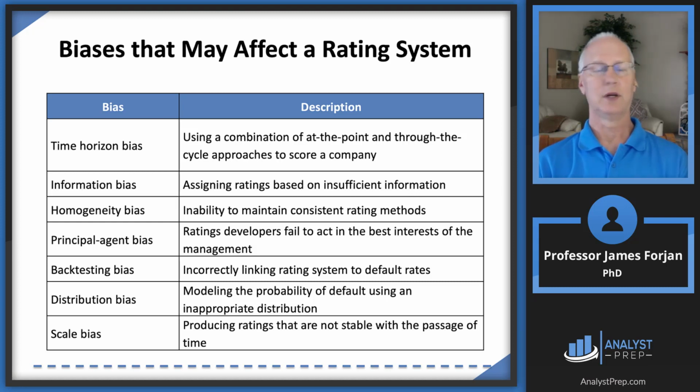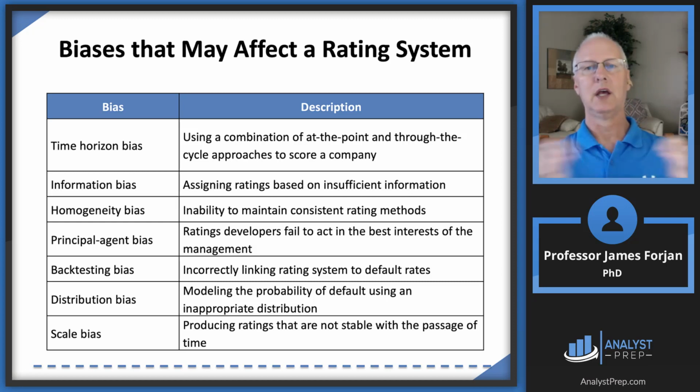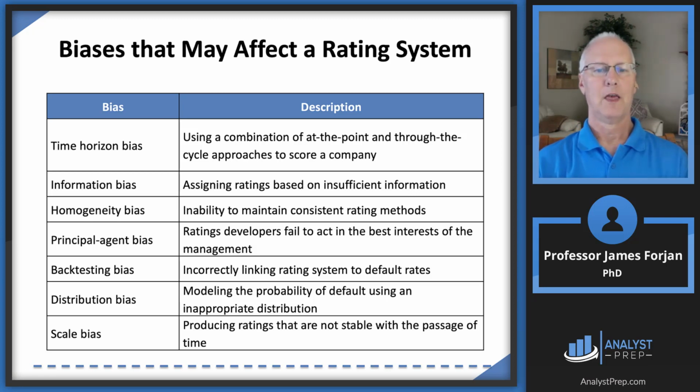Information bias: suppose we don't have accurate information, suppose we don't have complete information, suppose we don't have sufficient information. Homogeneity bias, the inability to maintain consistent rating methods. Over time, what we need to do is just be consistent. Homogeneity as opposed to heterogeneity means that we're trying to be stable and consistent. Principal agent bias, this is the classic example of you hire somebody to do something for you. Are they going to behave in your best interest or their best interest? So we've got to worry about this principal agent bias.